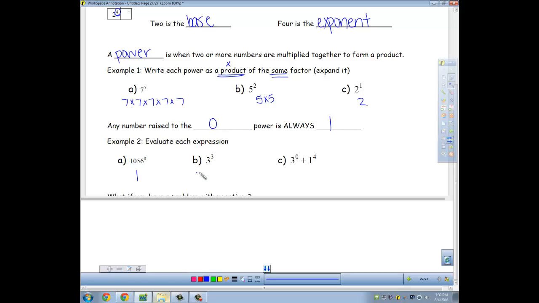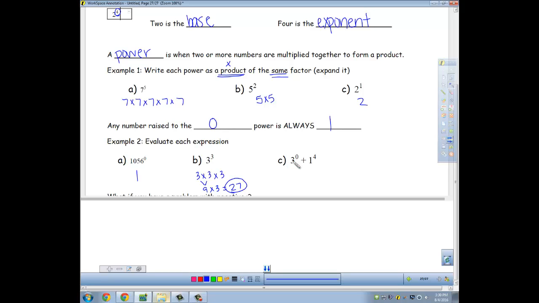3 cubed is 3 times 3 times 3. And so I'm going to work my way up. 3 times 3 is 9. Times 3 is 27. So I do want to see your work when you go to solve these, and the work that I need to see is you writing it out. Because sometimes some people might see that they didn't put enough numbers, and that might be where they made a mistake. So make sure you write it out.